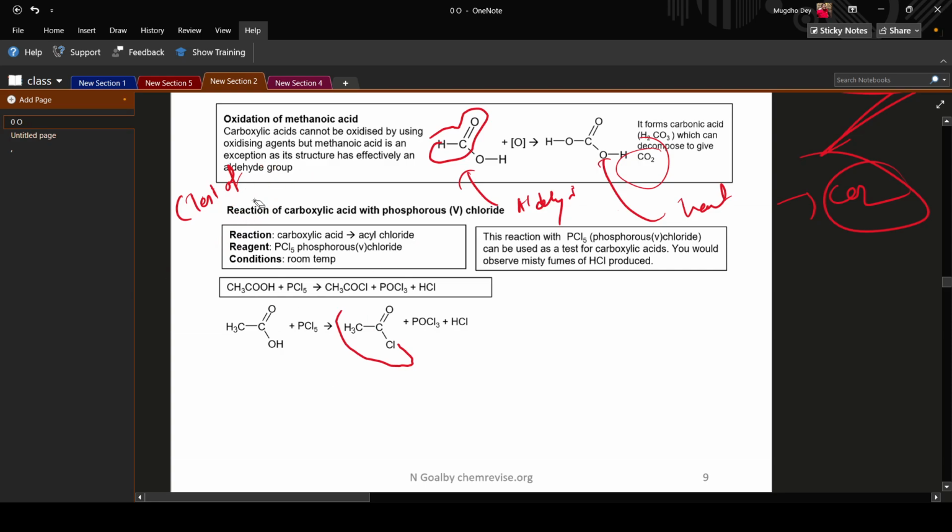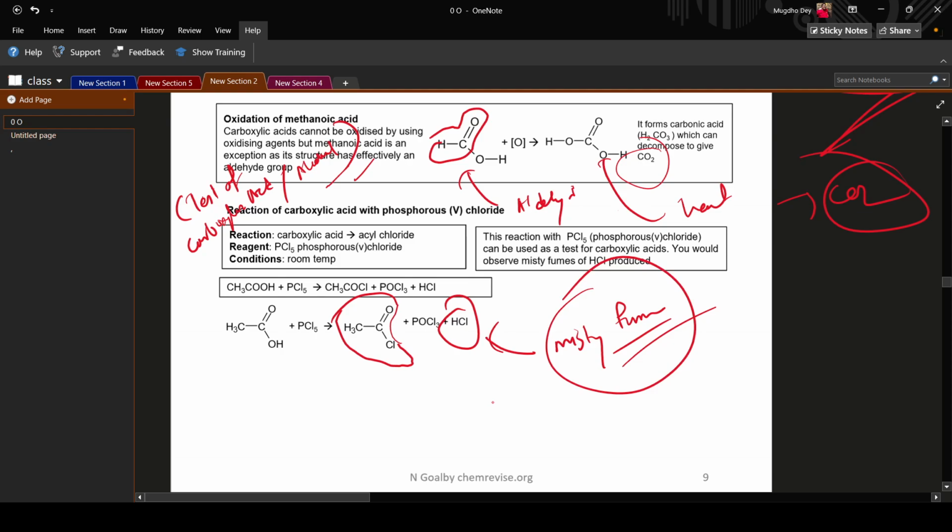Not actually test of alcohol. Sorry, it is known as the test of carboxylic acid, but it also reacts with alcohols as well. I will provide that reaction later. Anyways, so this is the reaction. You can clearly see PCl5 reacting with this thing down here, misty fumes. This is the only visible observation that you will notice when this reaction takes place.